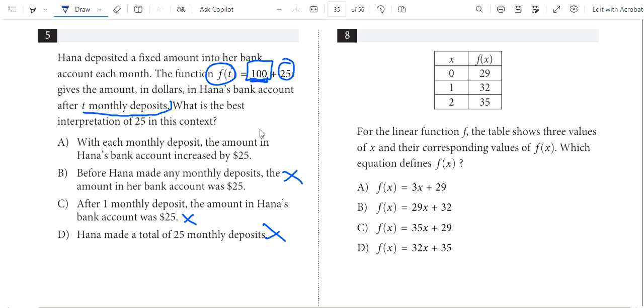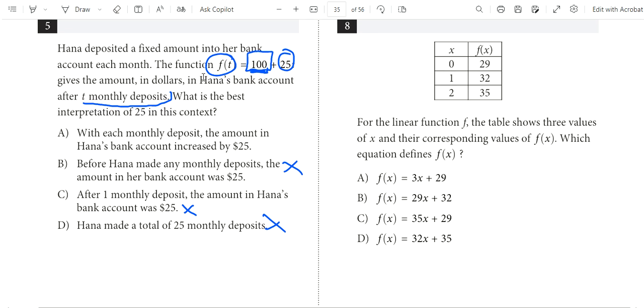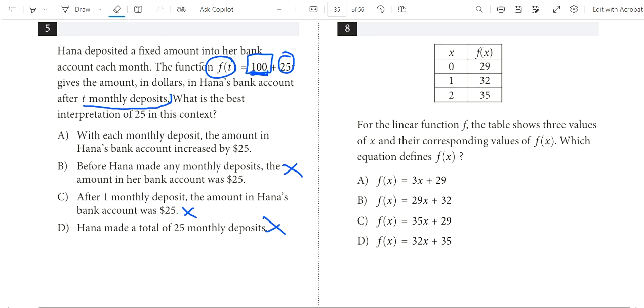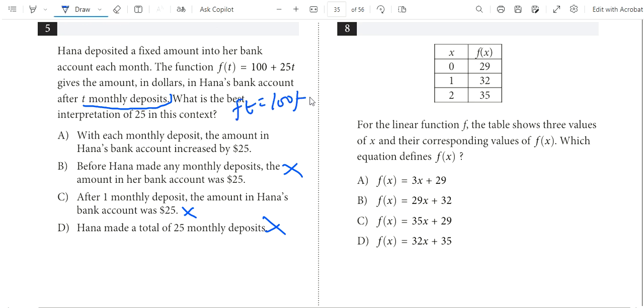Now let's try that out. Say, for example, she deposits $1 every month. So I should input a dollar into the expression. I'm going to try to input $1 into the expression, and I'm going to have something as easy as f of t equal 100 plus 25.